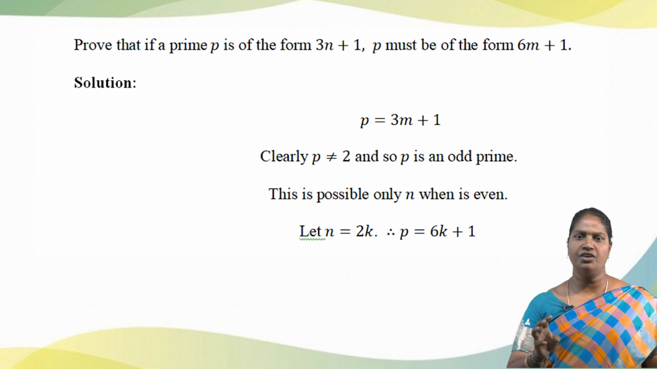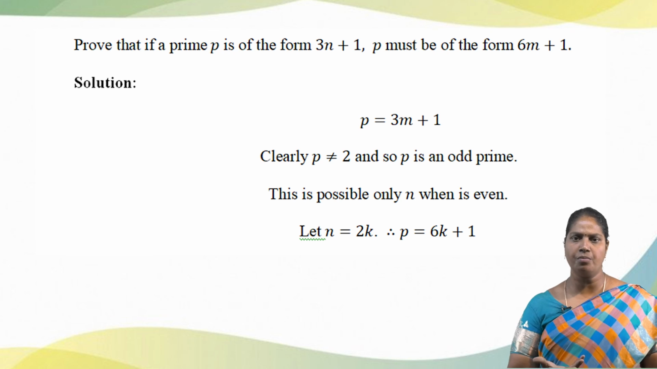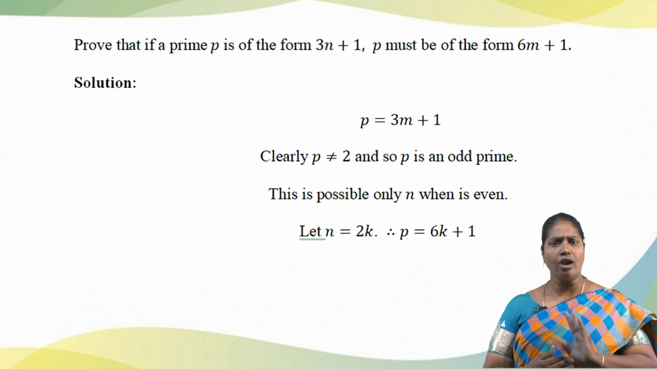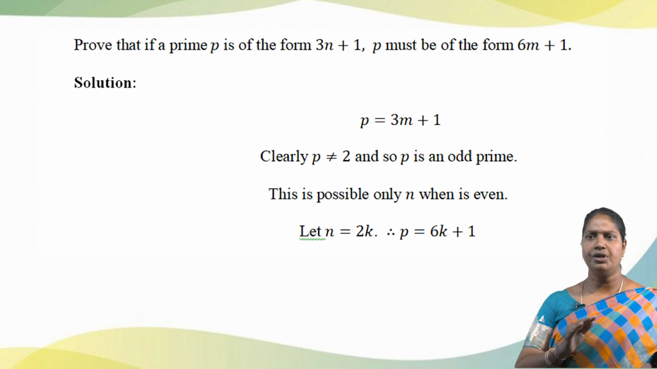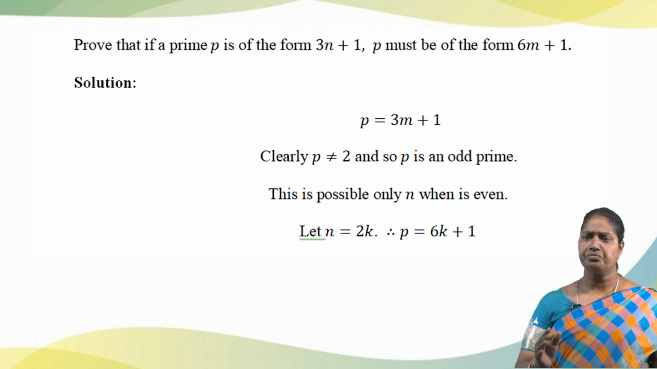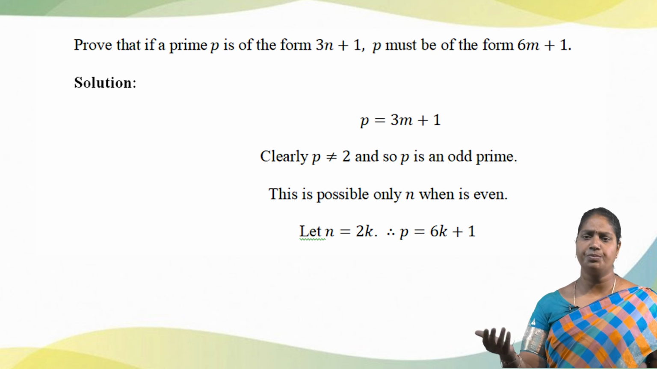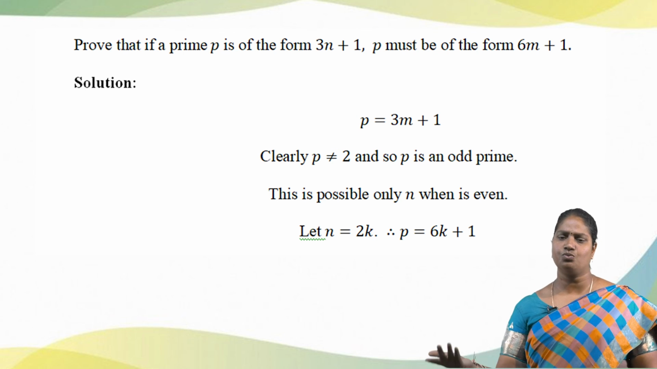Again, we observe that if p equals 3n plus 1, it should be an odd prime. It cannot be an even prime because we know that 2 is the only even prime number. So p is an odd prime. Now 3n plus 1 is odd only when n is even. So therefore we take n equal to 2k, that is p is equal to 6k plus 1.